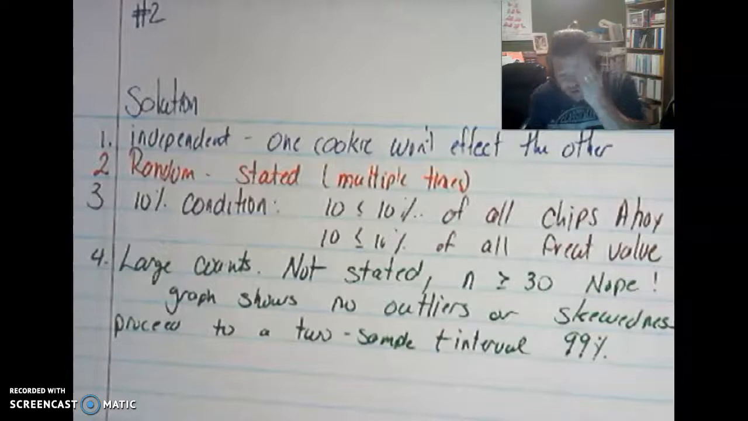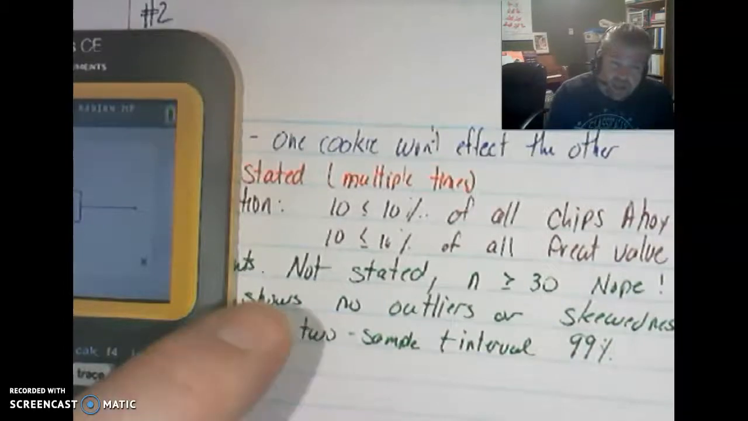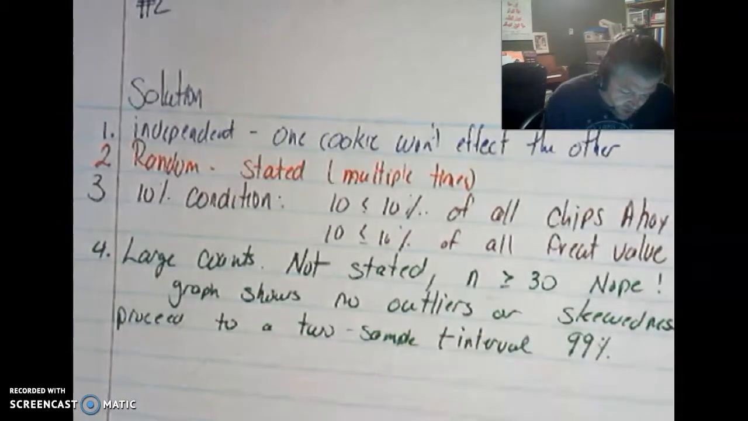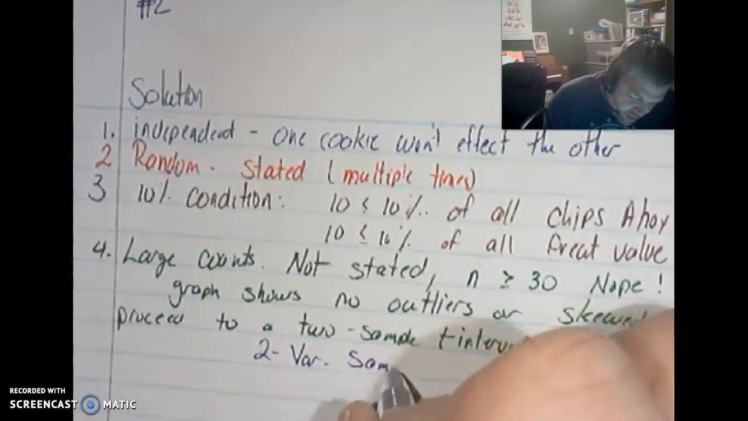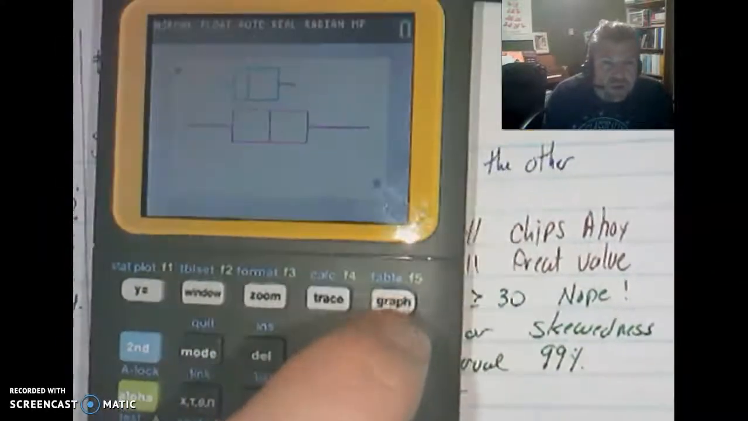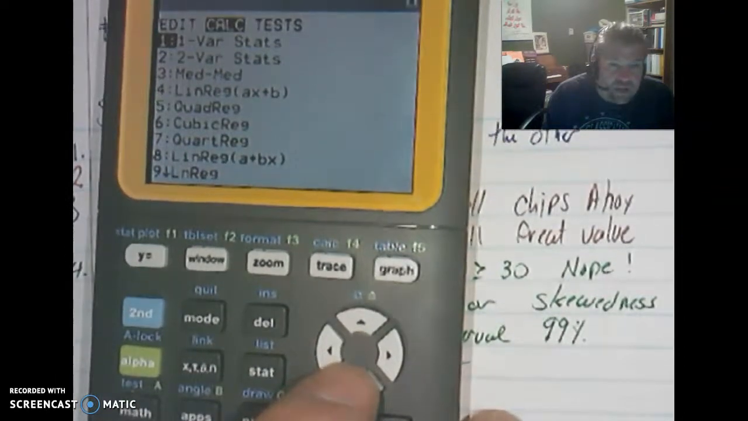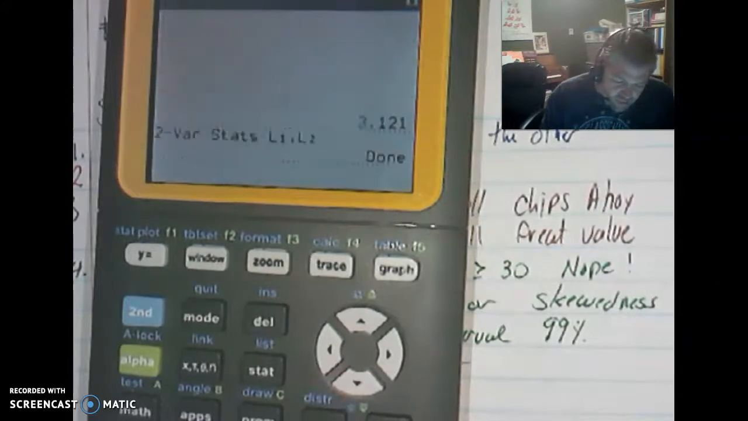Wow, that's great. Okay, so now going back to my calculator, we have the data put in there, correct? We do. So what I'm going to do is go to 2-variable sample test. Okay, so stat, move over. So there's that list. Instead of 1 var, I'm going to go to 2. List 1 has Chips Ahoy. List 2 has my Great Value. And then voila! I get my data.